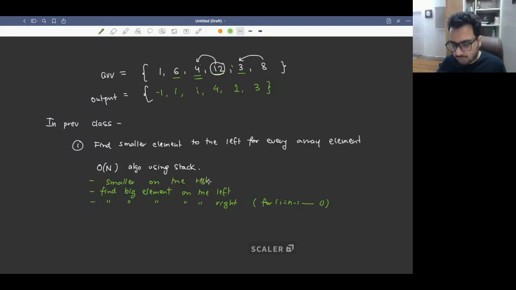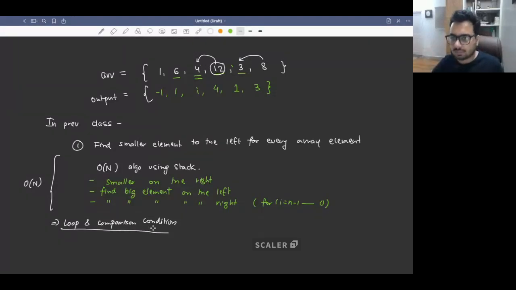All these problems can be solved using the same algorithm in order of n time by just changing the loop and the comparison condition. If you change the loop direction and the comparison condition, you can find all these elements in order of n, right?